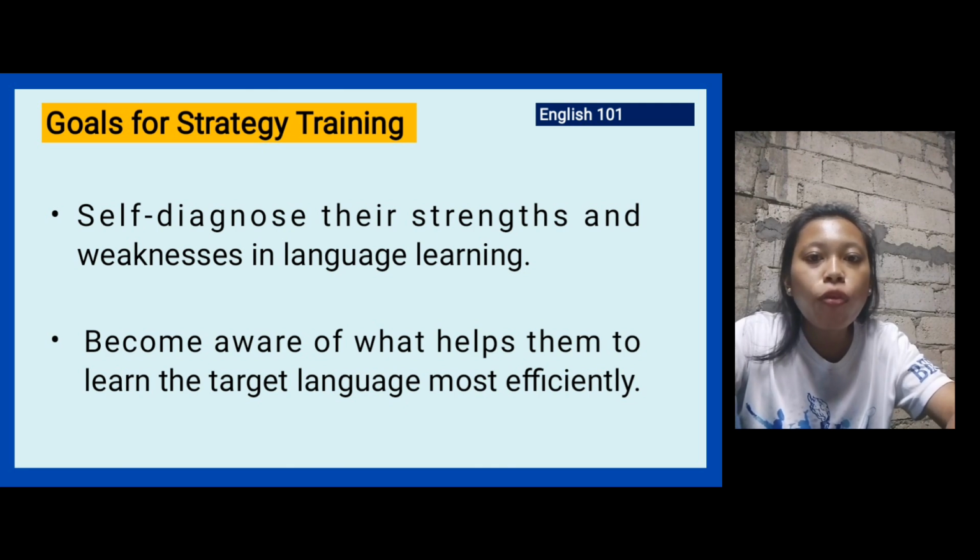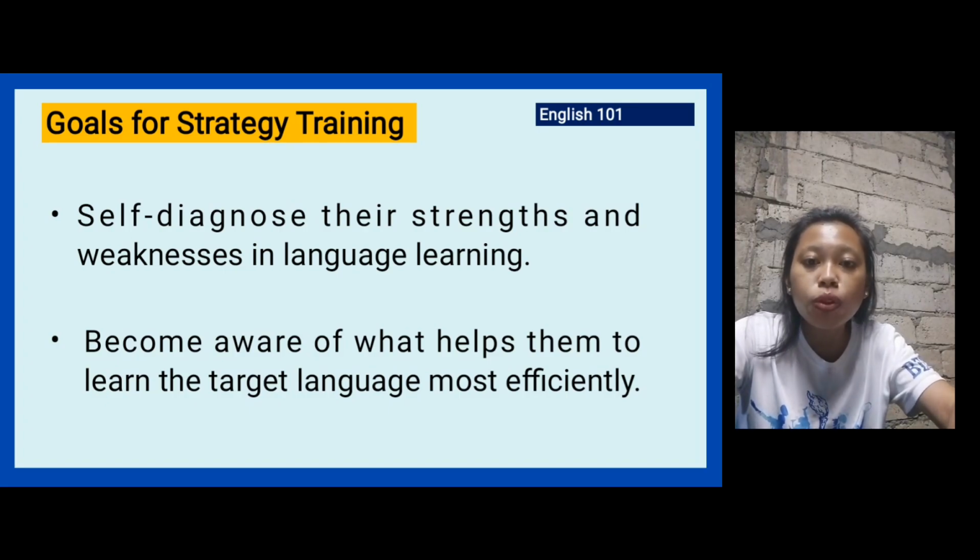Become aware of what helps them to learn the target language most efficiently. Learners recognize which methods, techniques, or activities make learning easier and faster for them. This awareness helps them use their time and effort more effectively.